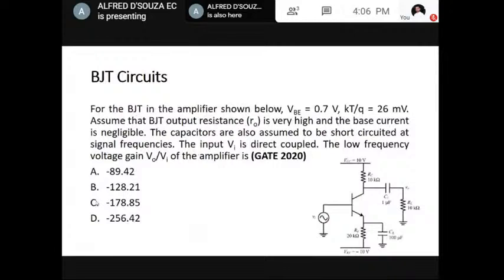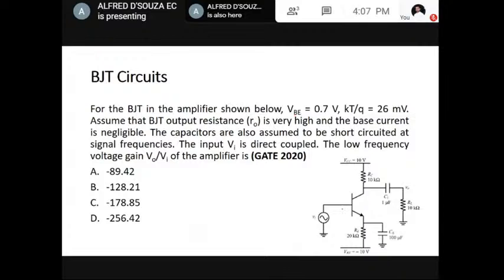Let us move to the next type of questions based on BJT circuits. This type of question is also typical. This question has come in GATE 2020, that is last immediate previous year. An amplifier circuit is shown here. This is a direct coupled amplifier. As you can see here, input side, you don't have any biasing circuit or capacitor. Input is directly connected to the base of the transistor.